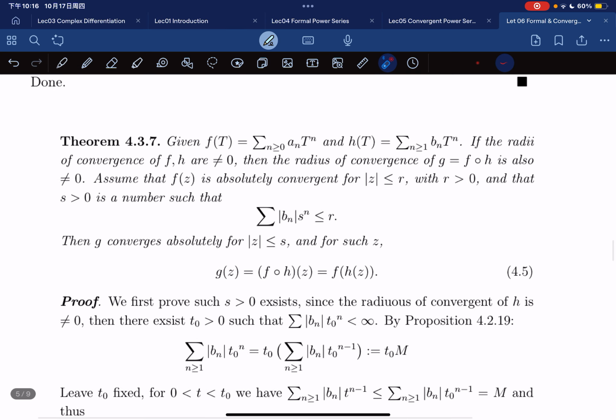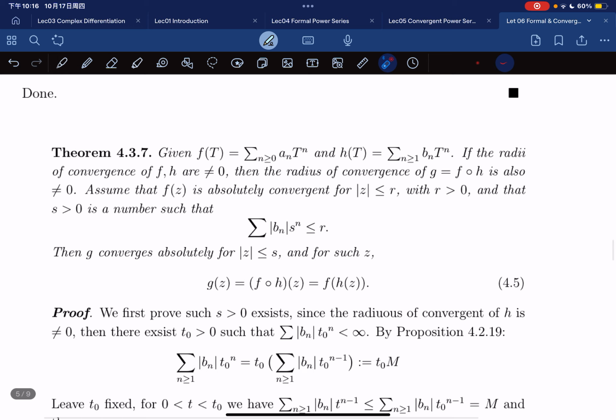So here comes the substitution of power series. Given a power series f and a power series h, such that the constant term of h is 0, if the radii of convergence of f and h are non-zero, then the radius of convergence of their composition is also non-zero. Okay?